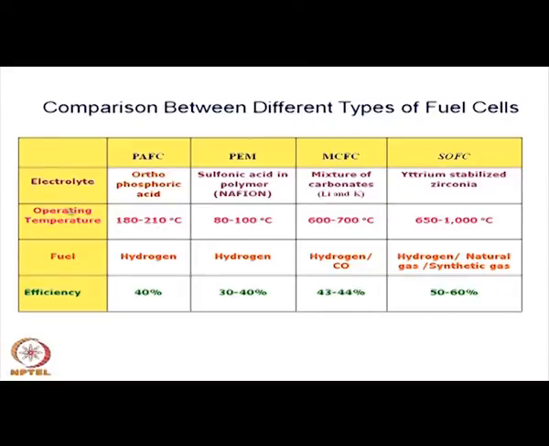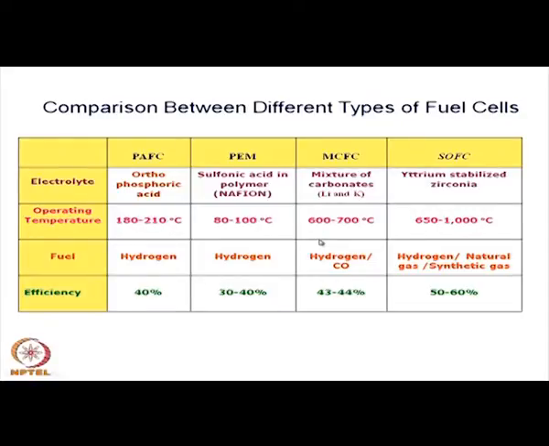The operating temperature of PAFC, the phosphoric acid fuel cell, is about 180 to 200 degrees, whereas the PEM fuel cell, or polymer electrolyte fuel cell, has an operating temperature of around 80 to 100 degrees centigrade, because beyond that the polymer is not stable. So, one has to limit to this kind of operating temperature.